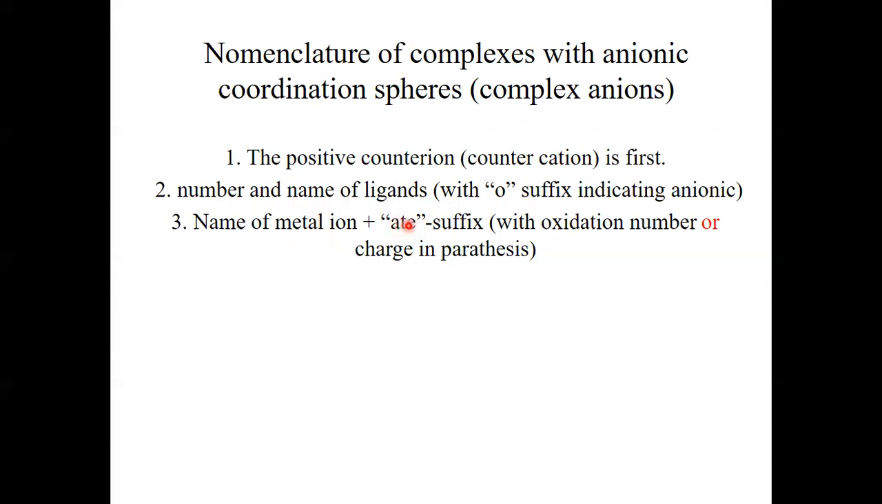So in the next step, you name the metal ion, and you then add the suffix "ate" to the end of the name of the metal ion. So after that, you can either add the oxidation number in Roman numerals, or you add the charge of the complex anion in parentheses.